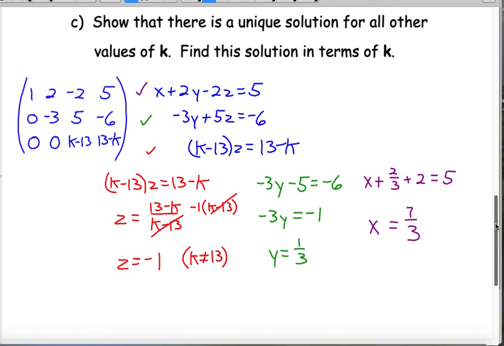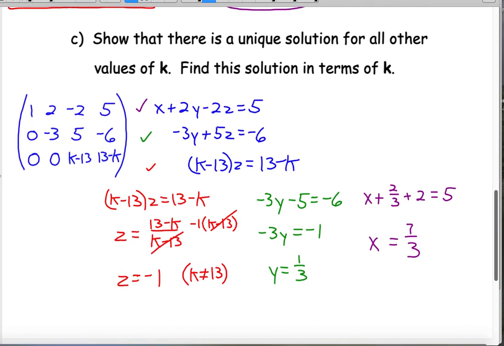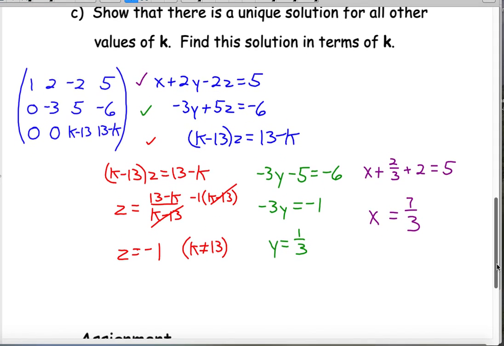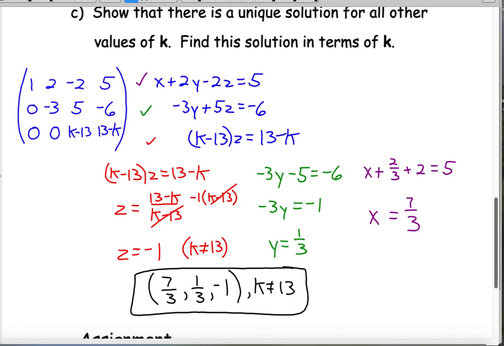And so therefore, find the solution in terms of x. I'm sorry, in terms of k. Well, all I have to do is specify that k does not equal 13. So my solutions are, let's write this in black, I guess. 7/3, comma, 1/3, comma, negative 1, as long as k does not equal 13 for this system. And if it does equal 13, we've already answered that. So hopefully that makes sense to you.